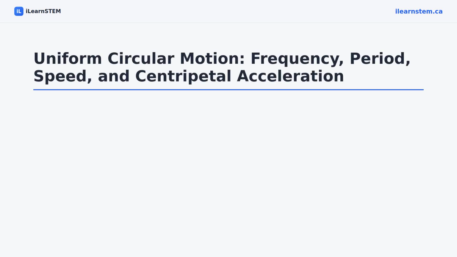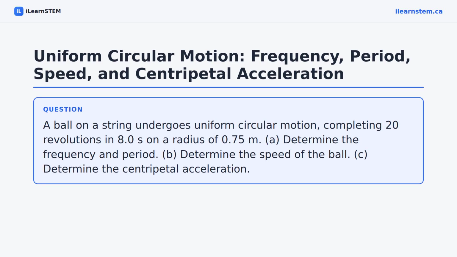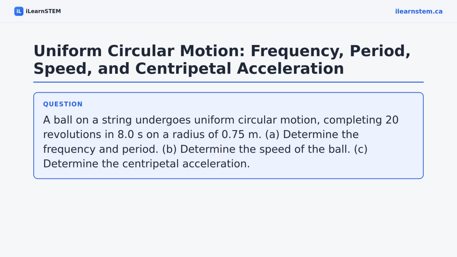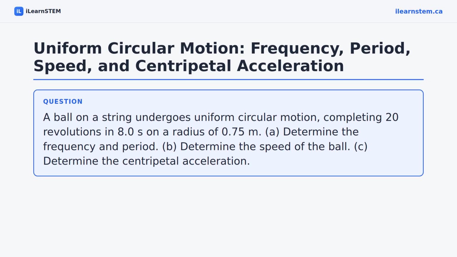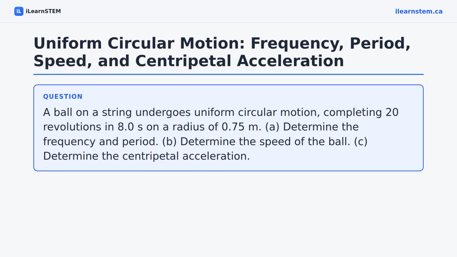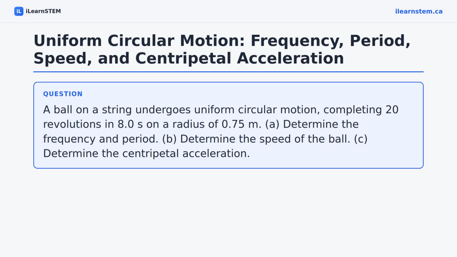We'll practice finding frequency, period, speed, and centripetal acceleration for an object in uniform circular motion. Here's the problem. A ball on a string undergoes uniform circular motion, completing 20 revolutions in 8.0 seconds on a radius of 0.75 meters. Determine the frequency and period, the speed of the ball, and the centripetal acceleration.